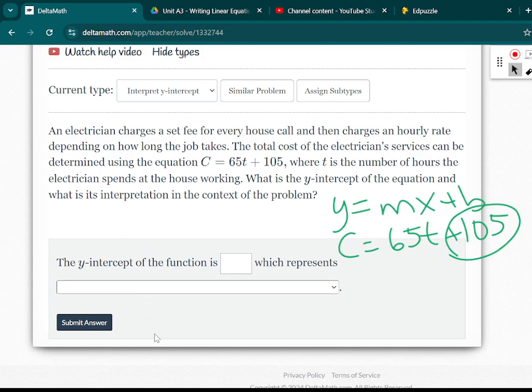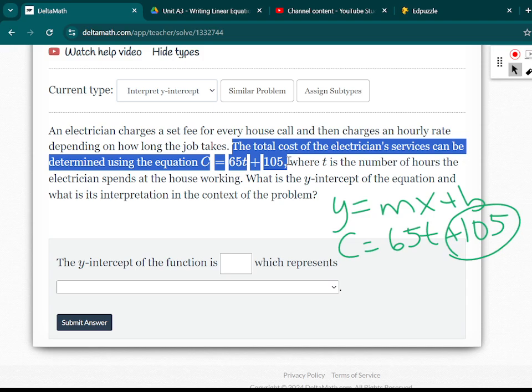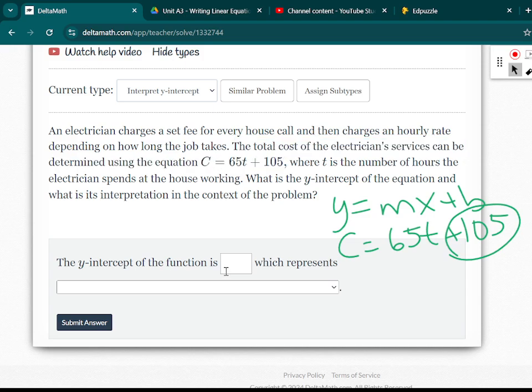The total cost for all services. Well, it says the total cost of the electrician's services can be determined using this equation. So we would assume that then C is total cost. So it's not going to be that one. The hourly rate charged, there's nothing in the problem so far that says specifically that it's not that. However, if t is the number of hours and 65 is attached to t, that's going to be your slope. That's going to be the hourly rate because that's dealing with hours. It is directly related to the amount of hours he spends there.